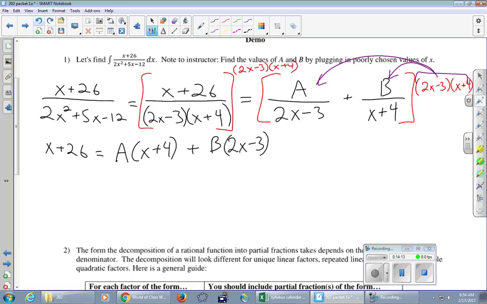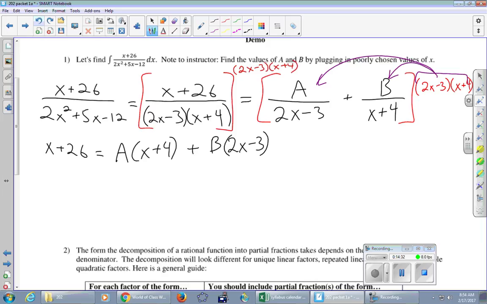I think it's much, much better to just take your time, write down this decomposition, we call it, and then multiply by the denominators. Even though there is a shortcut, with a lot of practice you can do that shortcut, but I still think it's worth writing, especially in the beginning here.